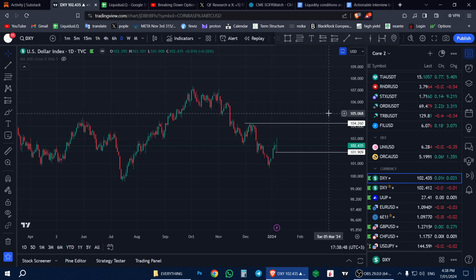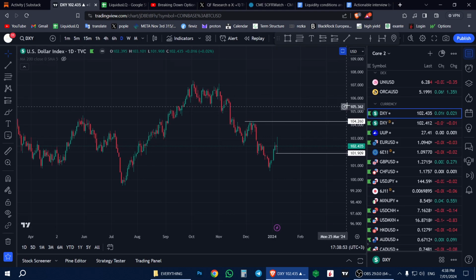Okay, now the dollar is negative on a trending basis, positive on a trade basis. There's nothing to do here. We don't see any trades currently to be had in currencies.